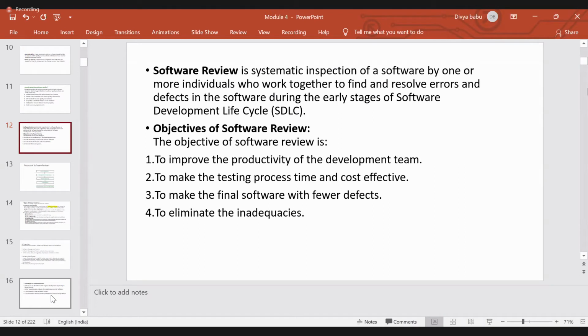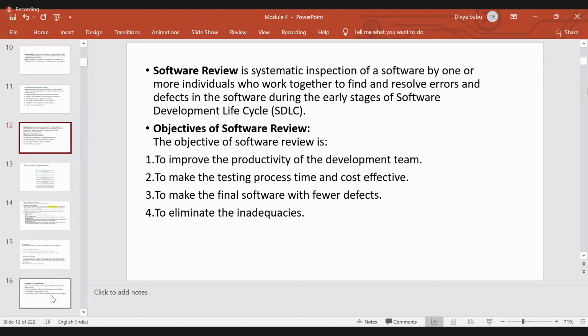Software review. What do you mean by review? What do you mean by reviewing your progress or project? You're using the term reviews, right? Review means you are monitoring the status or progress of your work. That is called a review.